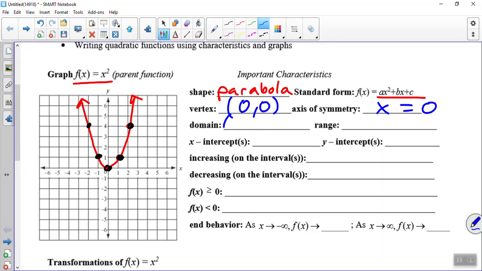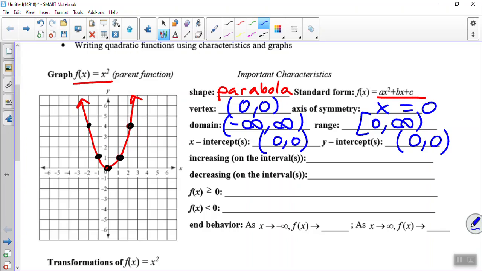The domain is all real numbers, or negative infinity to positive infinity. The range is from 0 to positive infinity. X-intercepts: where does it intersect the x-axis? That is at the point 0, 0. Intercepts must be written as a point. If you write it just as a number, it doesn't really make any sense. Intercepts are points on the graph. So the y-intercept, conveniently, is also 0, 0.